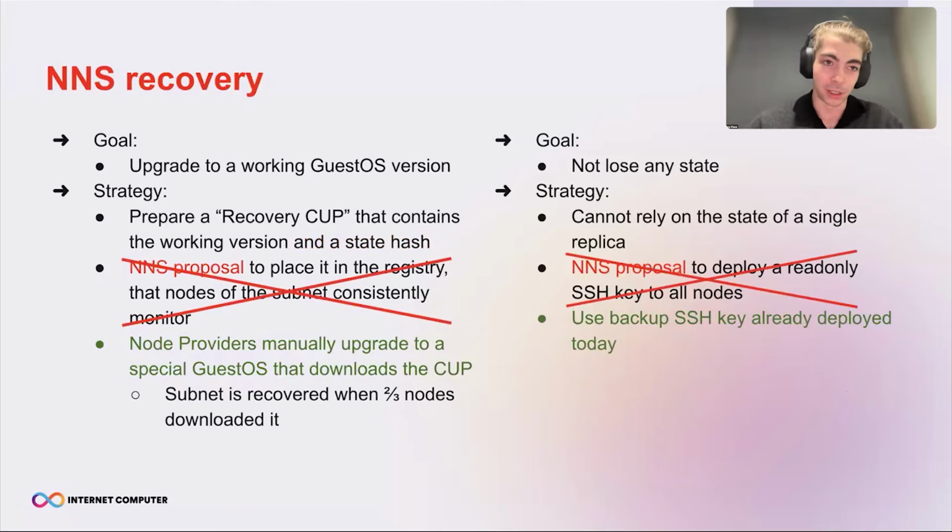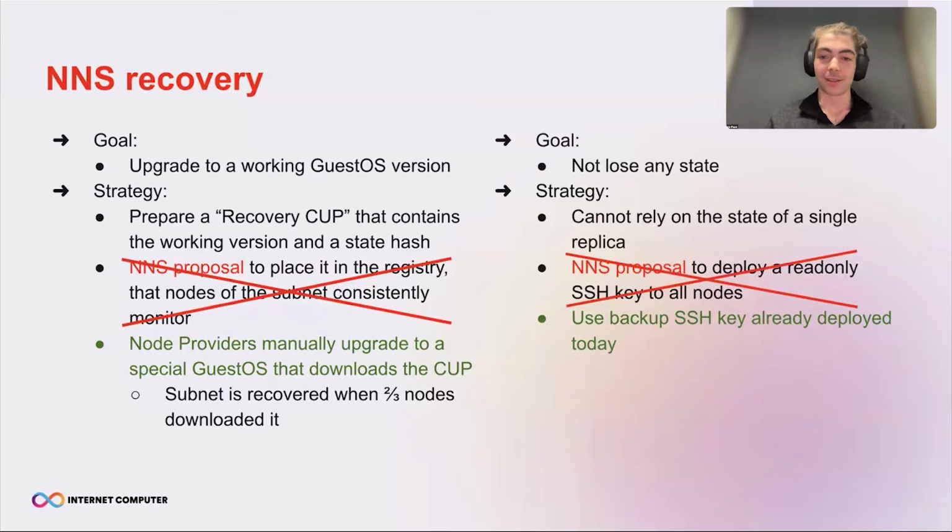So for the one on the left, which is the second chronologically, to allow the nodes to have a recovery cup on their machine instead of fetching it from the registry, we will allow them to, by a manual intervention from the node providers, upgrade to a special guest OS image. So Andrew will talk about that later on, but it will allow basically to download the cup from a known location, which is in practice Dfinity's object store. So if 2/3 of the nodes do that, then they will all agree on that version and go forward.